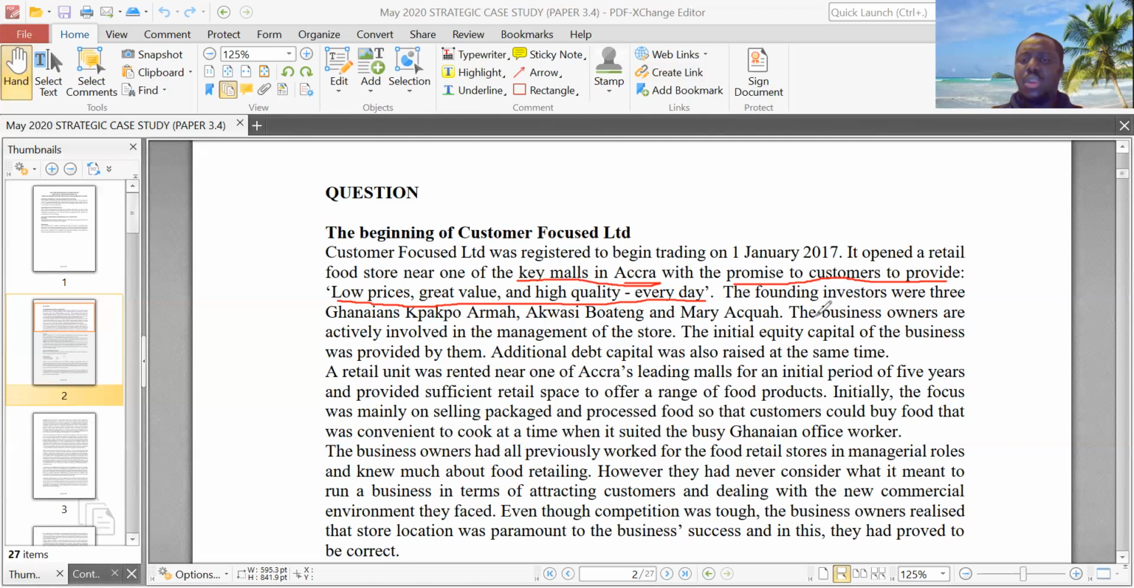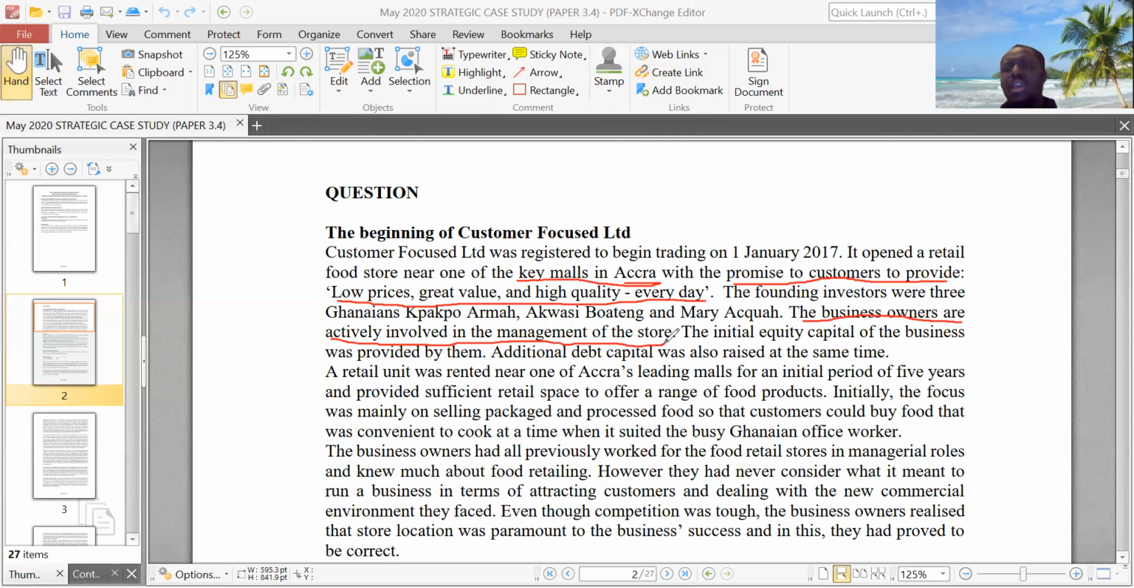It says the business owners are actively involved in the management of the store. So these are owners who are also managing. Are there any advantages to that? Will it be advisable for them to get a group of people who have experience in the retail food store space to handle a lot of the management activities for them? These are questions that we would want to ask ourselves going forward.